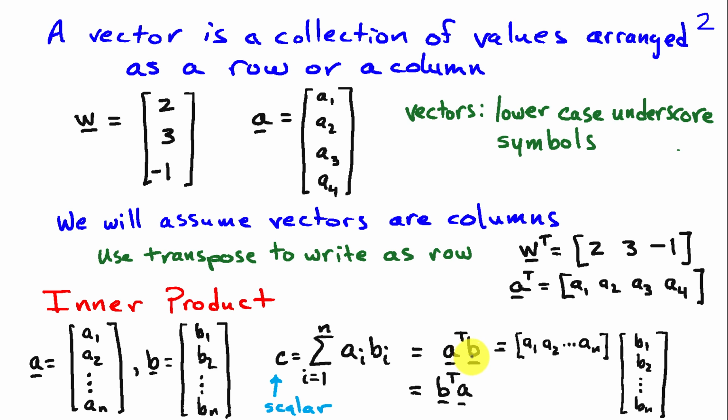So this is the inner product or the dot product between a and b, and I can write that as the row vector a times the column vector b. Now it turns out it doesn't matter whether you write this as a transpose b or b transpose a. Basically, we can interchange the order of ai and bi because multiplication commutes with itself.